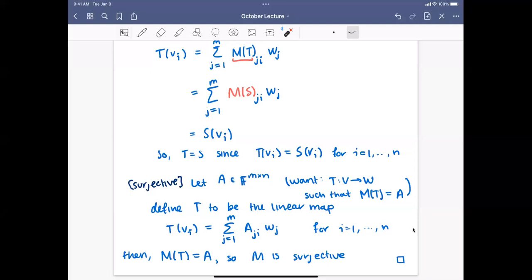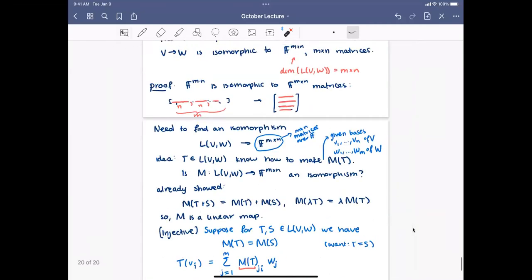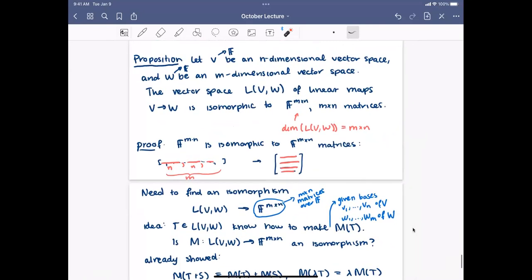Okay, so that's it for today. If you want to think about this in a concrete example, a couple of problem sets ago you had a problem that asked you to find all of the linear maps from R2 to R2, or a basis for that space. So now you can think about that problem in the context of this proposition, and hopefully that will make sense and clarify all of this. And I'll see you on Friday.